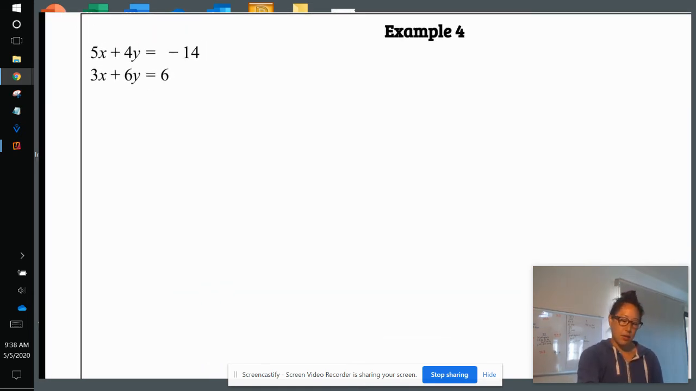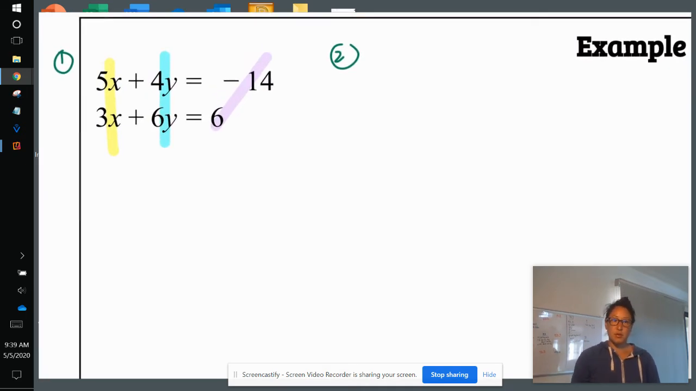Step 1, are we in order? Okay, my x's are in order, my y's are in order, my constants are in order. I'm going to double check to make sure the equal signs are lined up as well. So step 1, we're in order. Step number 2 is to get a common multiplier for x or y. So do you want to eliminate the x or do you want to eliminate the y?